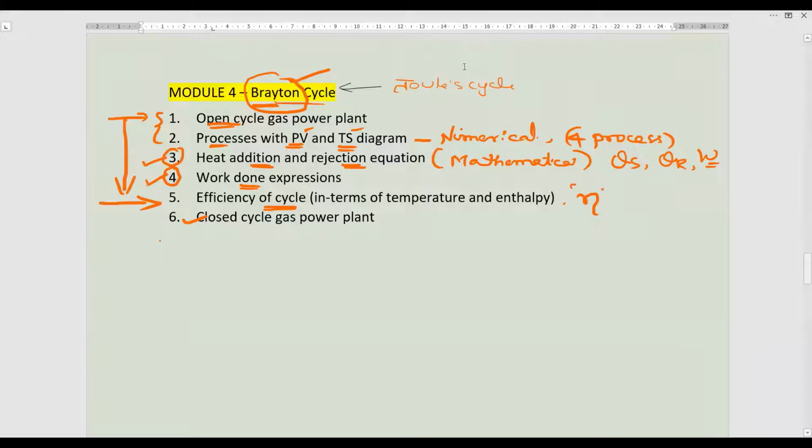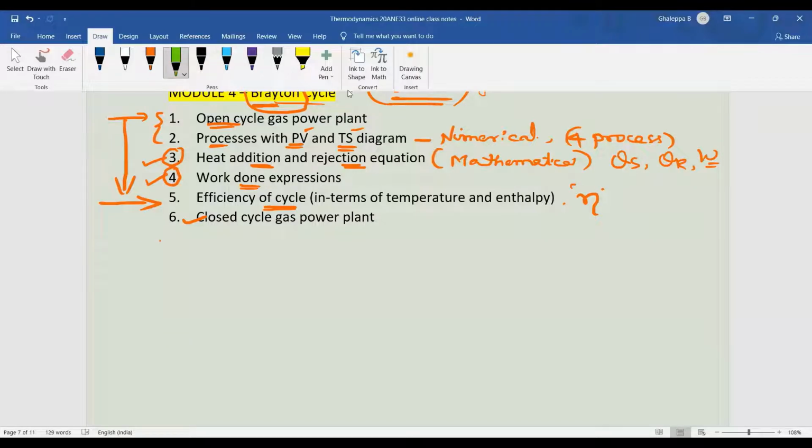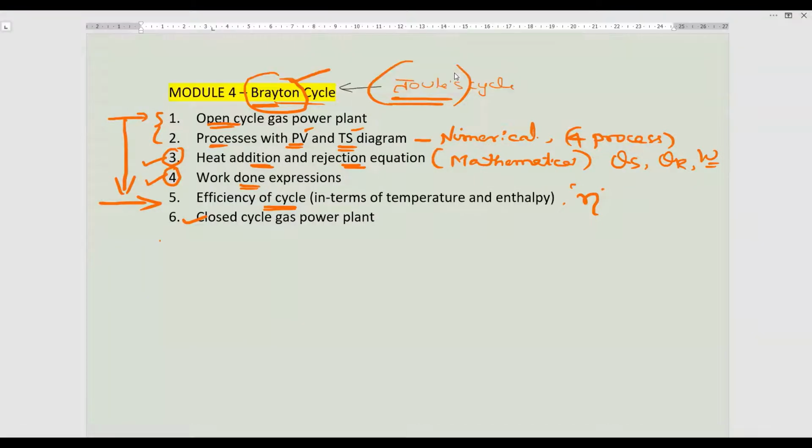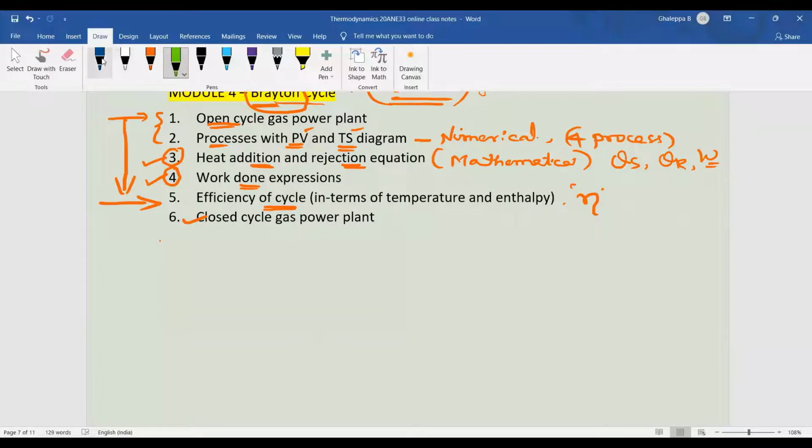So first, keep in mind, Brayton cycle is also called as Joule cycle. That is important. Some textbooks also write Joule cycles. In some of the exams, they also explain Joule cycles. It is same as Brayton cycle. And all gas power plants work on the principle of Brayton cycle. Okay. Next, we'll move to open cycle gas power plant.